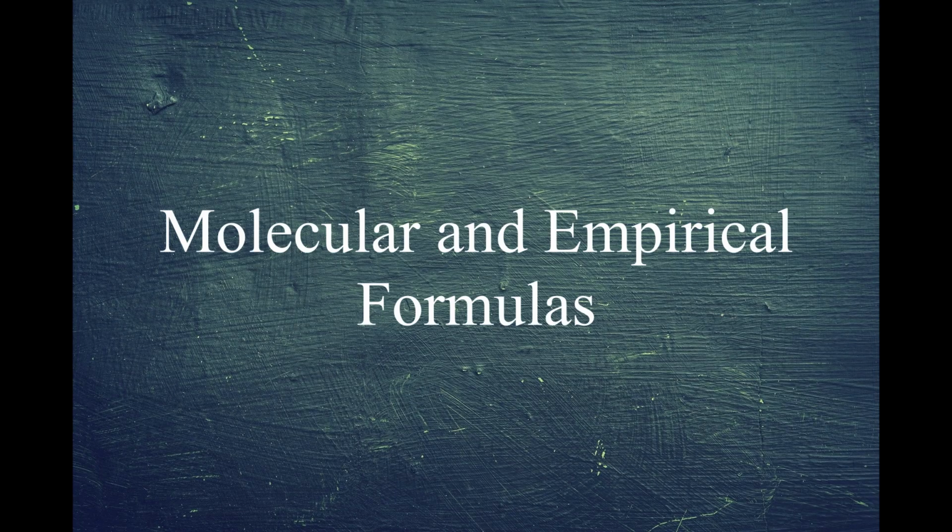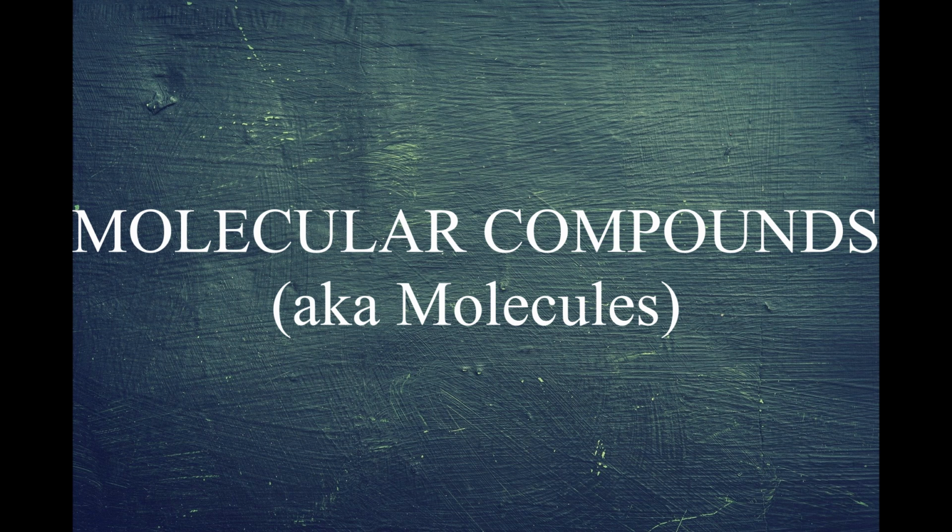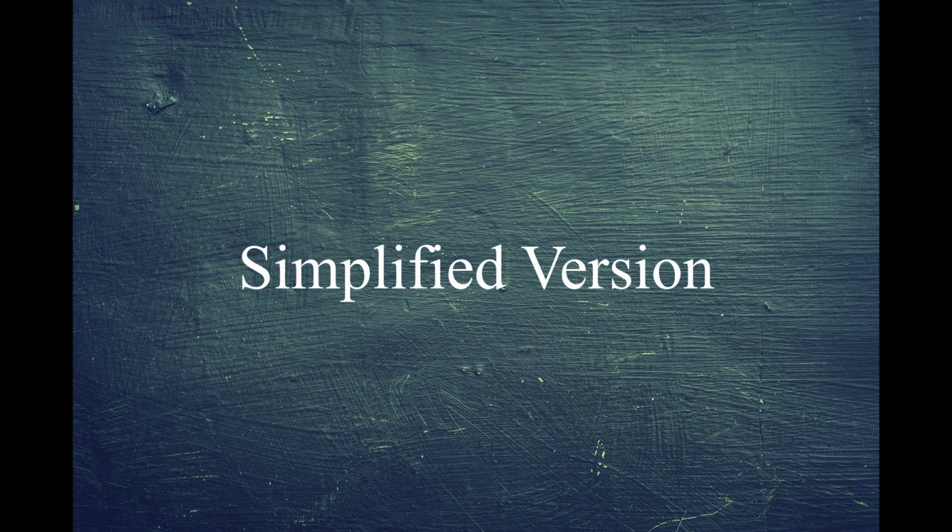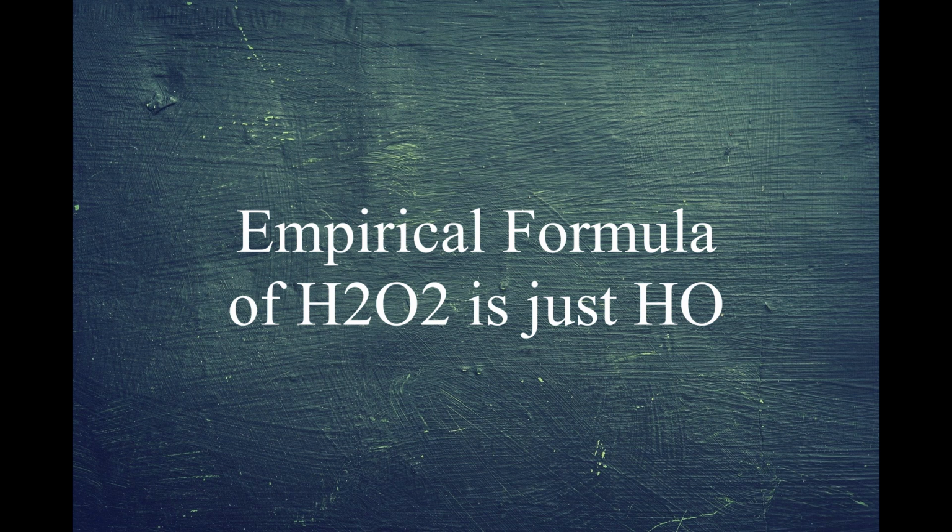Now, let's talk about molecular and empirical formulas. These formulas only apply to the molecular compounds, aka molecules. Empirical formulas can be seen as a simplified version of molecular formulas. For example, you've probably seen hydrogen peroxide, H2O2. H2O2 is a molecular formula, but as you can see, this compound's numbers can be reduced. Both the 2's can be reduced to 1's, so we can say that the empirical formula of H2O2 is simply HO.